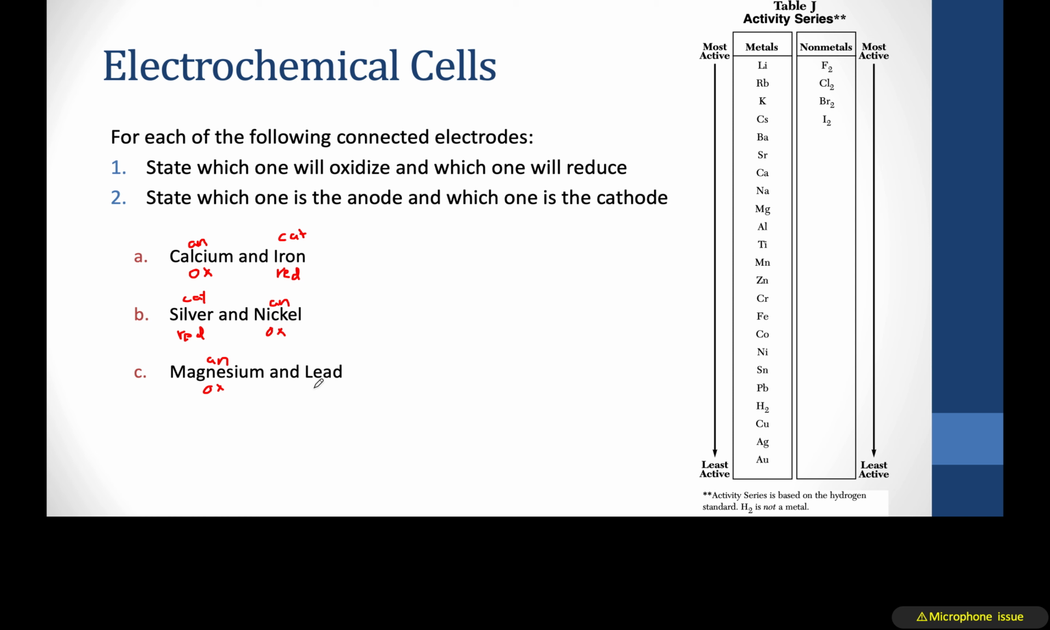Anode. And lead gets reduced because it's further down, which means it's the cathode. Whew. Very hard to write.